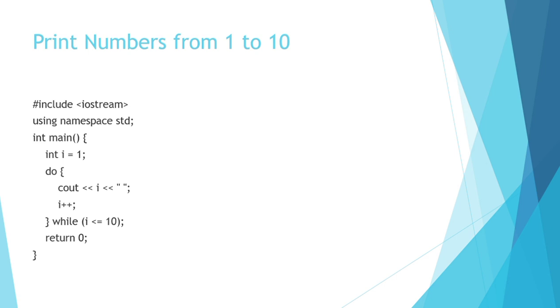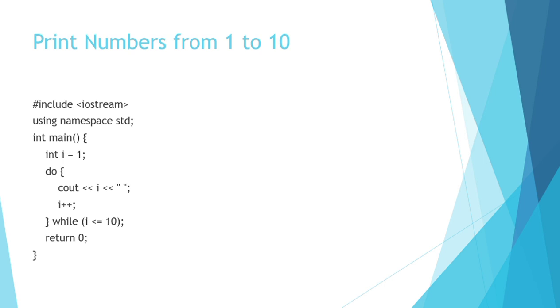int i = 1. Here, a variable i of type int, integer, is declared and initialized to 1. This variable will serve as the counter for the loop and will control how many times the loop runs. Do block: the block inside the do statement contains the code to be executed in each iteration. cout << i prints the current value of i followed by a space. i++ increments the value of i by 1.